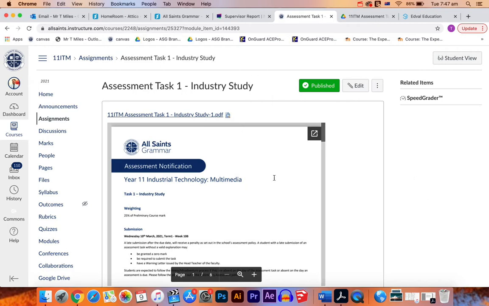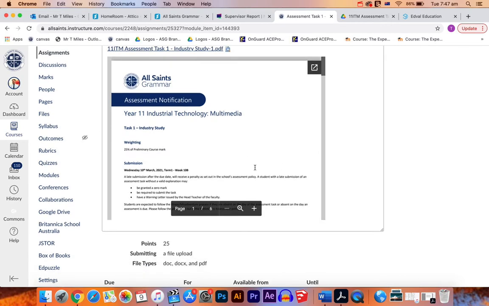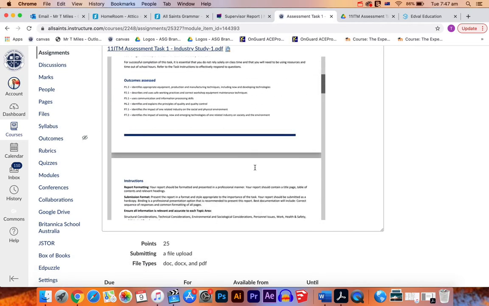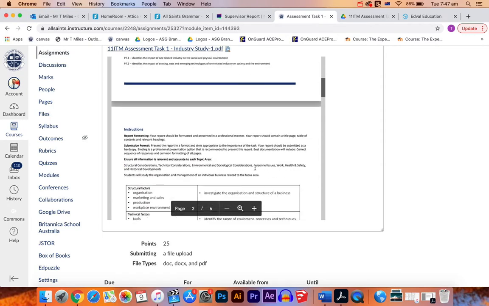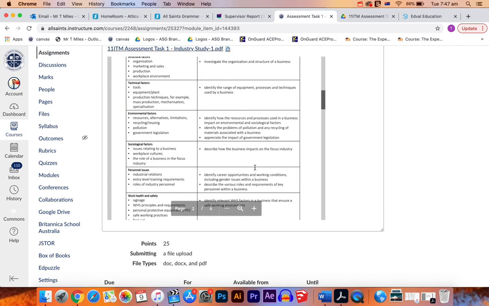All right. So let's have a look at the assessment notification, which we went through in class. We'll go through it again. It's quite a detailed task outline. So it's scaffolded in a way that directs your answers and provides you a bit of guidance on what to include in your report and what not to include.